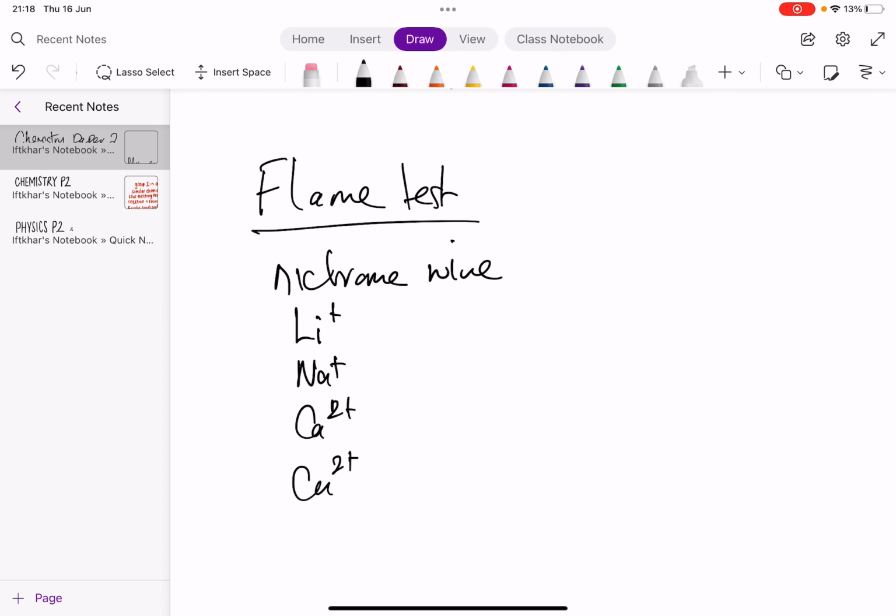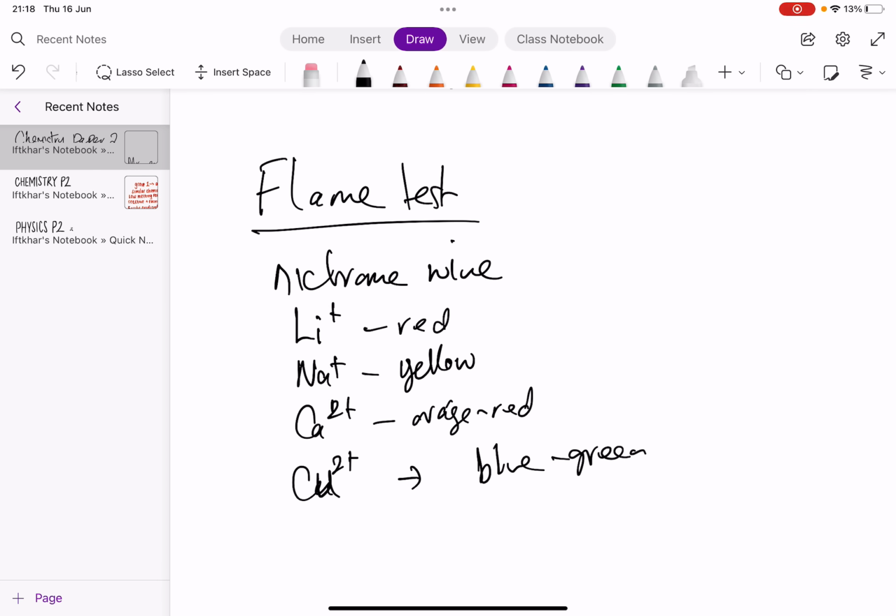When you place these in a blue Bunsen flame, lithium ion produces a red flame color. Sodium produces a yellow-orange flame color. Calcium produces an orange-red flame color. Copper produces a blue-green flame color. And potassium gives you a lilac flame color. Learn these, and you also need to know what flame photometry is.